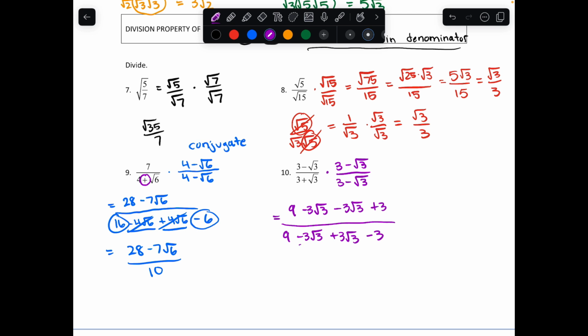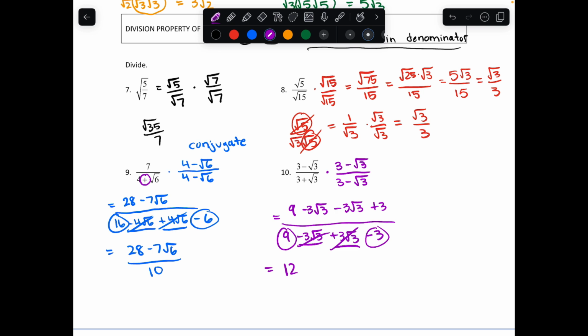Now again, we have a negative 3 square root 3 and a positive 3 square root 3. These two are going to cancel each other out. And so we're just left with a number minus a number in the denominator. So we've gotten rid of our square root in the denominator, which is what we wanted. So this becomes 9 plus 3 is 12, and then minus 3 times the square root of 3 minus 3 times the square root of 3.